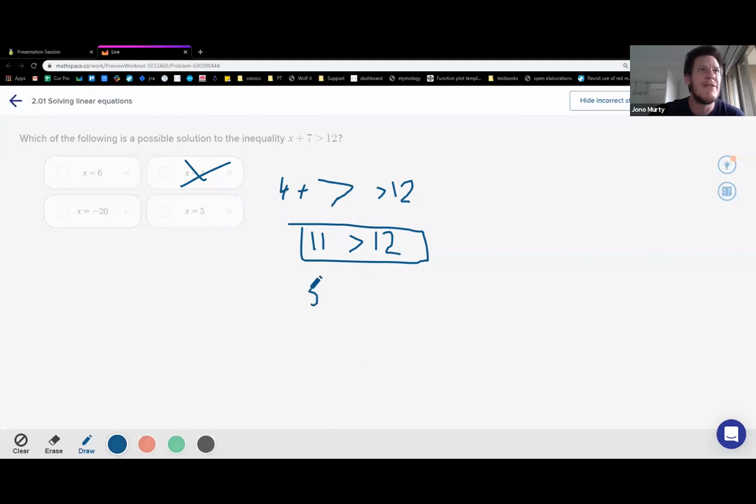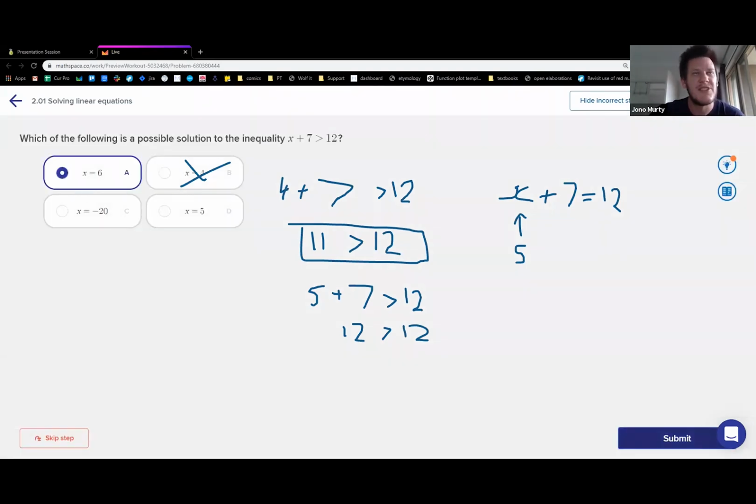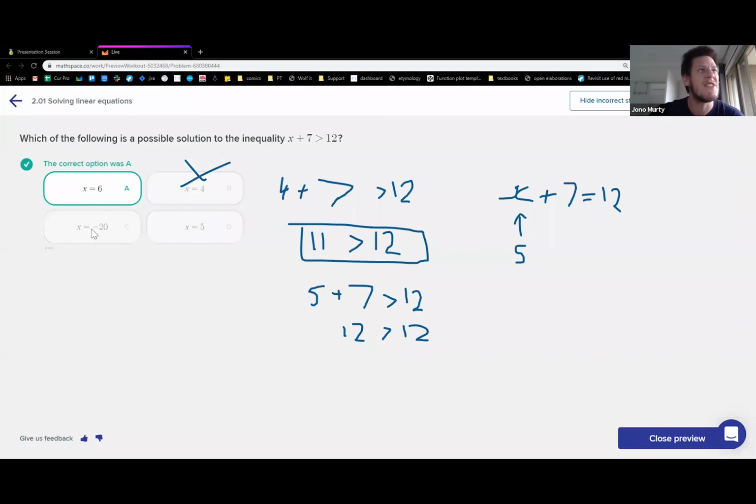Now, if I had 5, we'll end up with 5 plus 7 is greater than 12, which is saying that 12 is greater than itself. That's what I mean. If this was an equation, x plus 7 equals 12, then yes, x equals 5 would be the correct answer for this. But it needs to be greater than 12, so we need the only choice here that is greater than 5, which is 6. So if that was x equals 20, that would also be a solution.